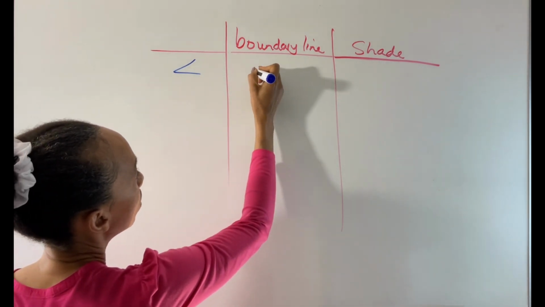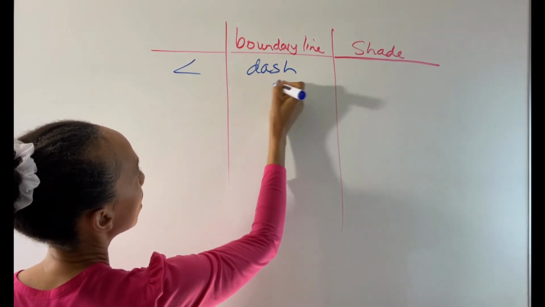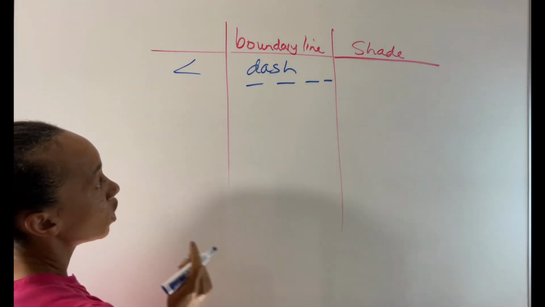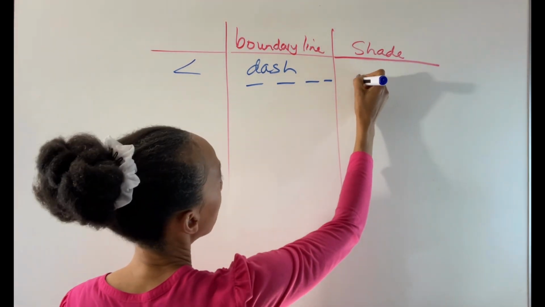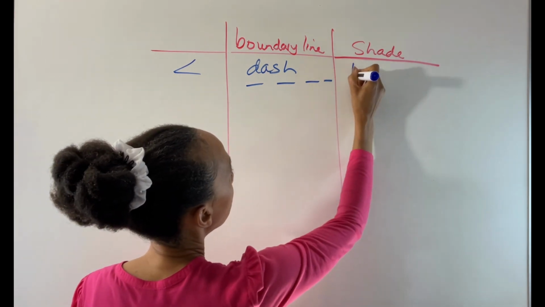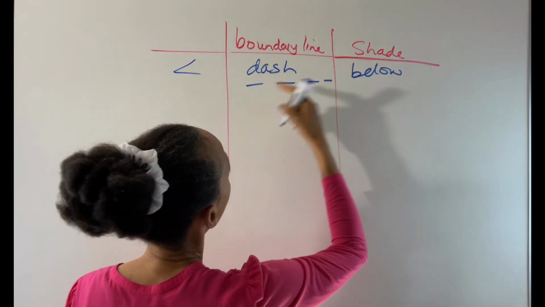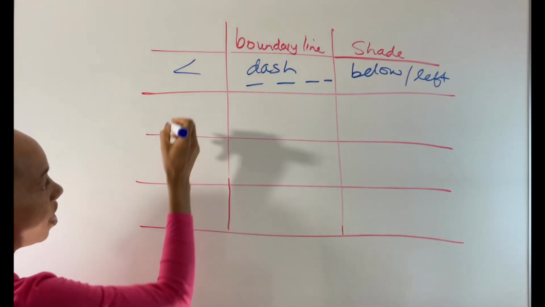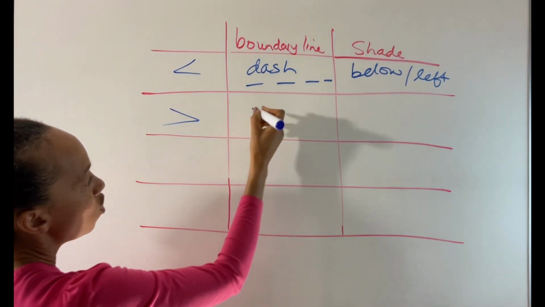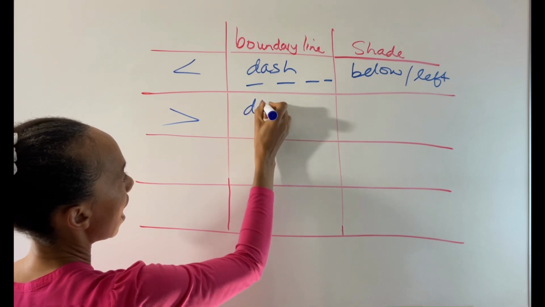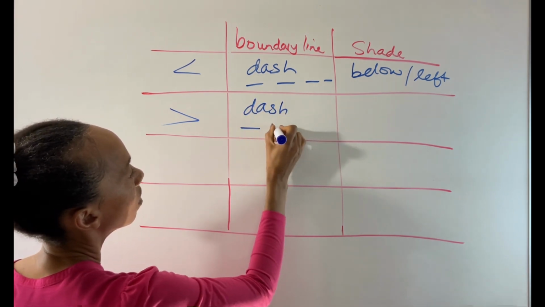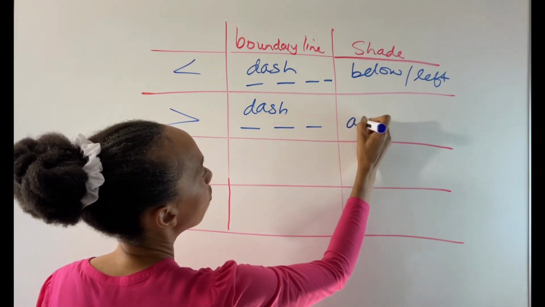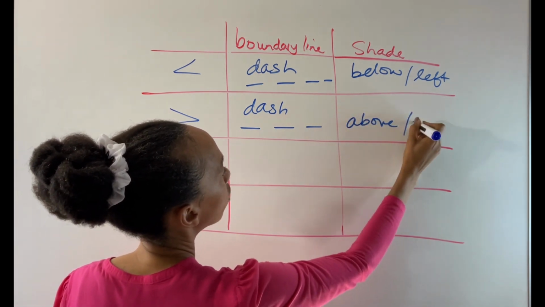You are going to use a dash line, and the dash line is going to look like this. And then for shading, you are going to shade below because it is less than, or to the left. Now for the second one, with greater than, you are going to also use a dash line, and you are going to shade above or to the right.